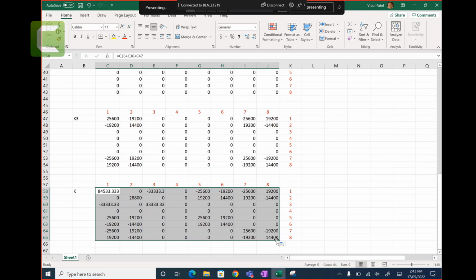Yes. Trying to figure out how to get the pieces table. Sorry, what is your question? You want to calculate displacement in Excel. Yes.